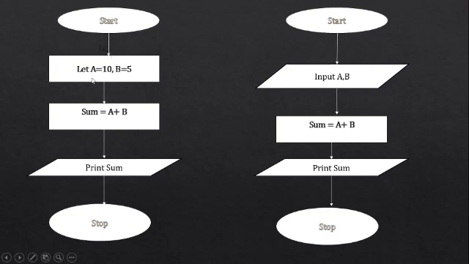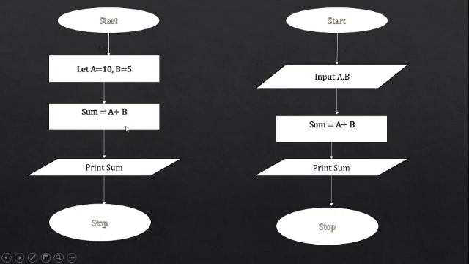Then for assignment, we use a rectangle box. If I want to give a value to a variable, I use the let statement, that is, let a equal to 10, b equal to 5. The question is to find the sum of two numbers, so you can give any numbers here. Let me take variables a and b. Instead of a and b, you can use any variables. The let statement is used for assigning a value to a variable, so for assignment we use this rectangle box.